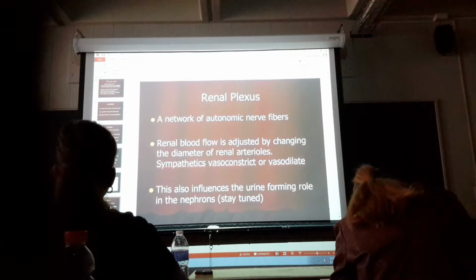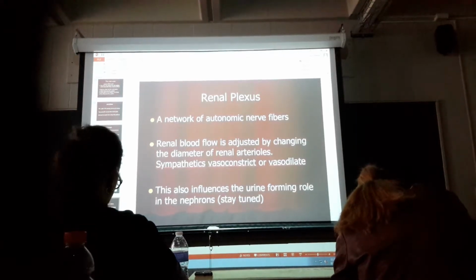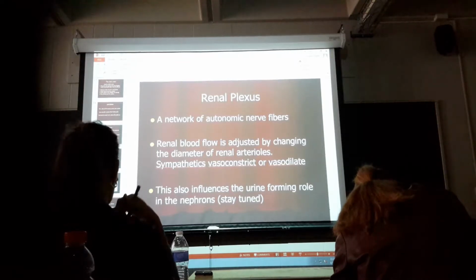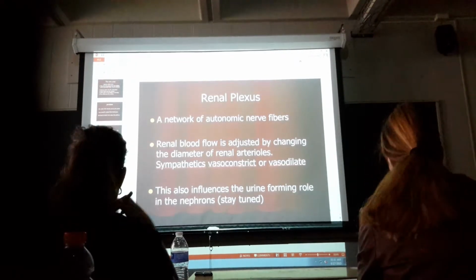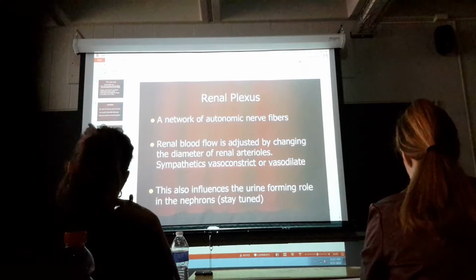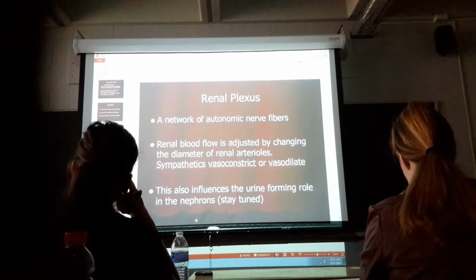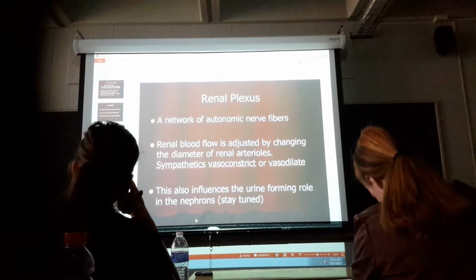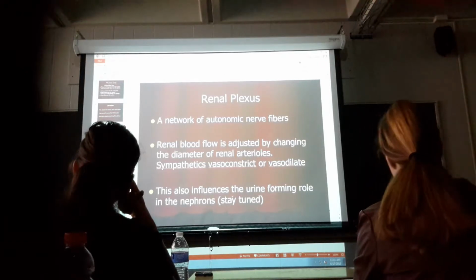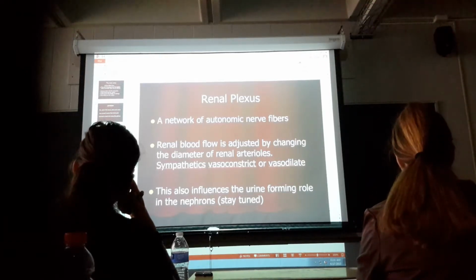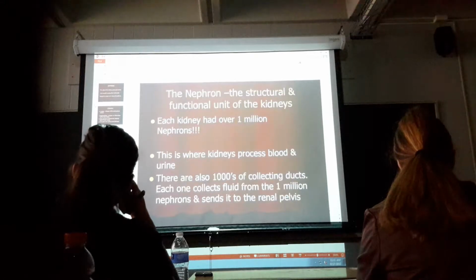We talked about the renal plexus, where we're going to change the diameter of those arteries, so we're vasoconstricting and dilating, and we know that's the sympathetics that always talk to blood vessels. So that's going to help alter our filtration rate. If we vasodilate, lots of flow. If we vasoconstrict, a little bit of flow. And that's going to help make the urine, whether we have a lot of flow going in or a little flow going in.